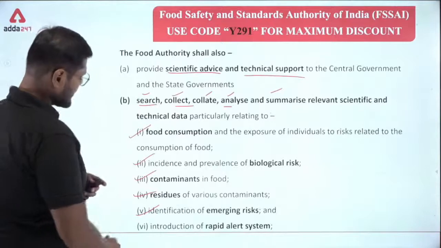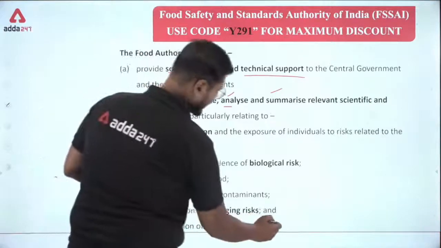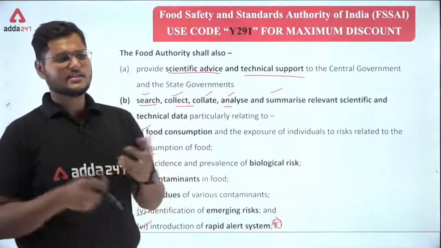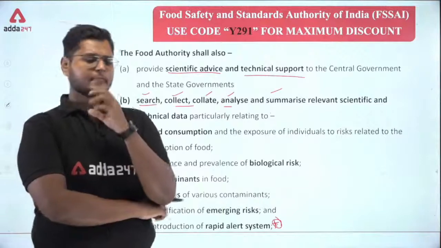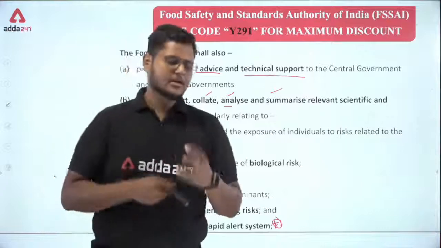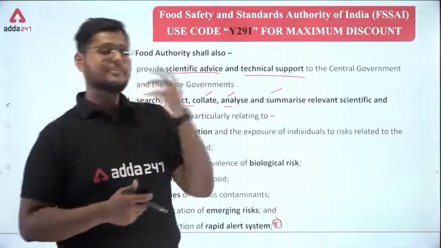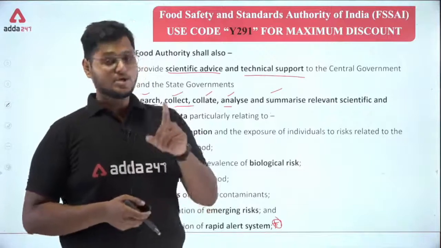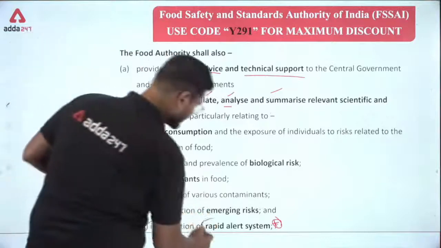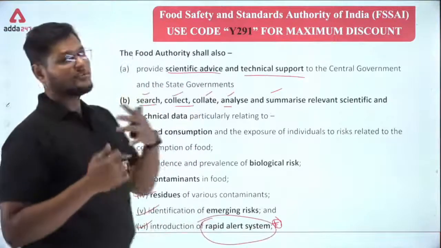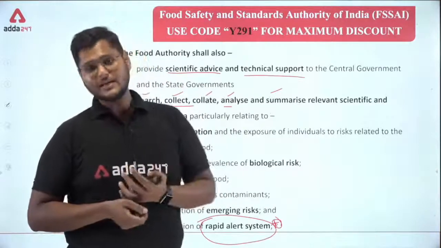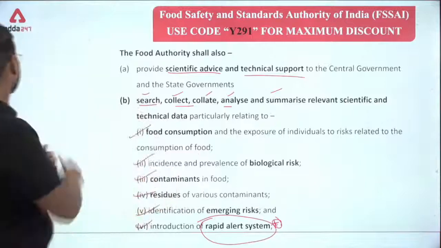Okay, then introduction of rapid alert system. Now what exactly is rapid alert system? Whenever there is any kind of contamination, any kind of risk that has arisen from the food industry, then there should be a rapid alert system. That means each and every person or all the places adjacent to that particular area should be notified, should be alerted. Okay, and this alerting system should be rapid. That means it should be really fast, so that the side effects or the risks that the food contamination can cause can be reduced here.